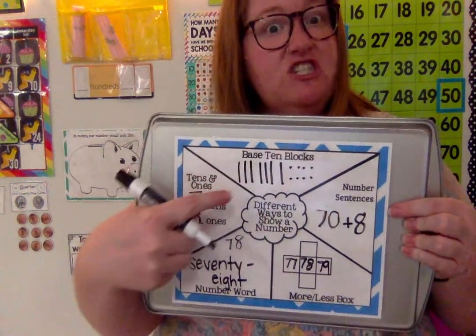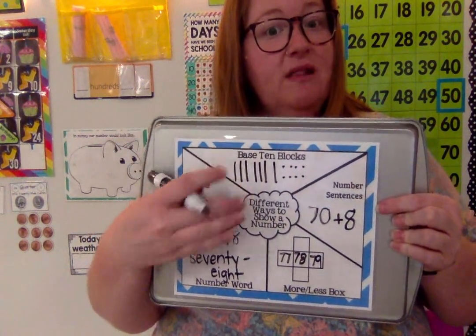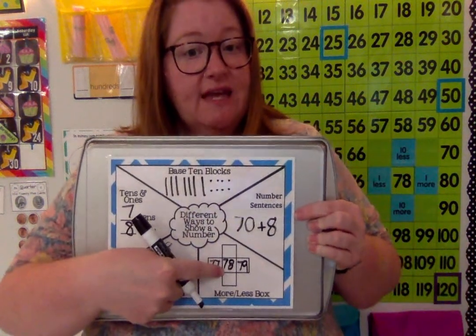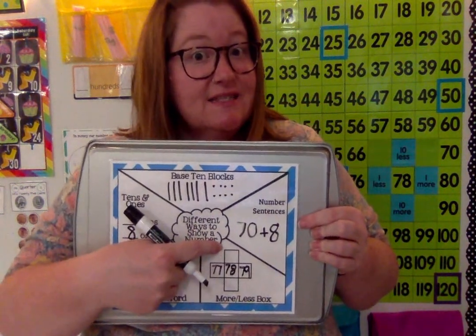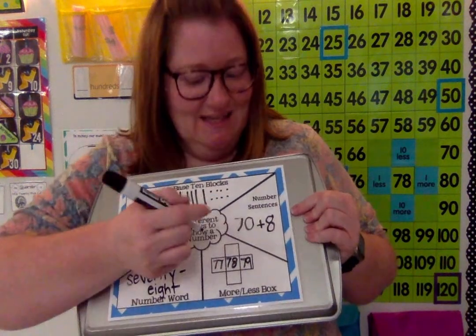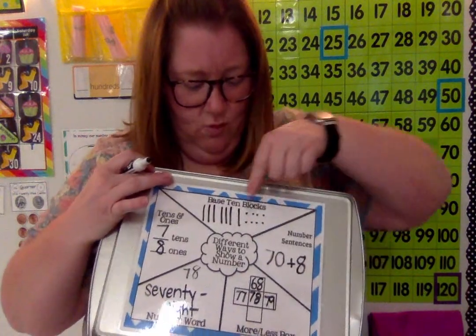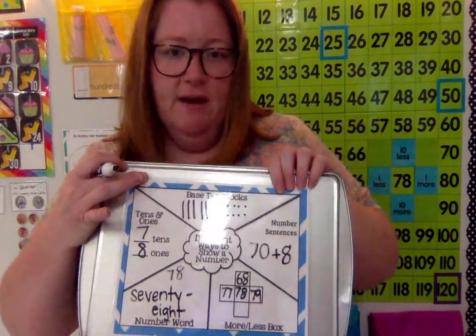Now we got to think about our tens. 10 less would be like taking a group of 10 away, right? We have 78. 10 less is 68. Our ones stay the same. It's just like taking one of our 10s away. Now we're back to 78.